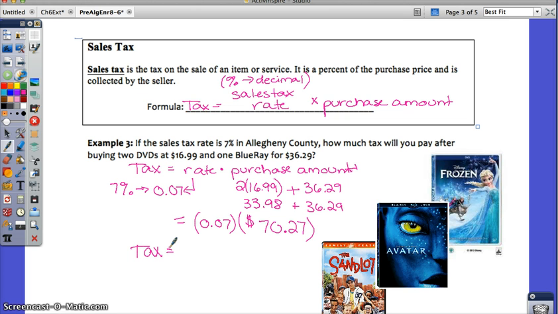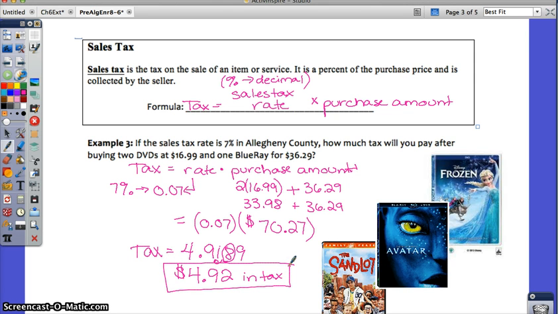The question is asking how much tax I will pay, so all we need to find is the tax here. And the tax is $4.9189 and so forth on your calculator, right? But we're talking about money, and in US dollars, we only need 2 decimal points. So you can say it's $4.92. This 8 would really push that 1 up. So it's about $4.92 in tax. Make sure you read the questions carefully, because I could also ask, okay, what is their total bill then?